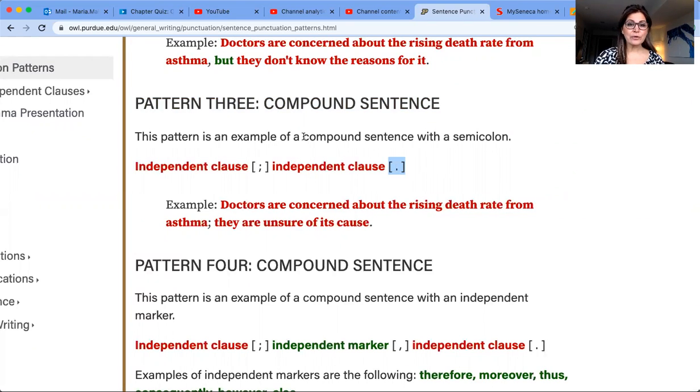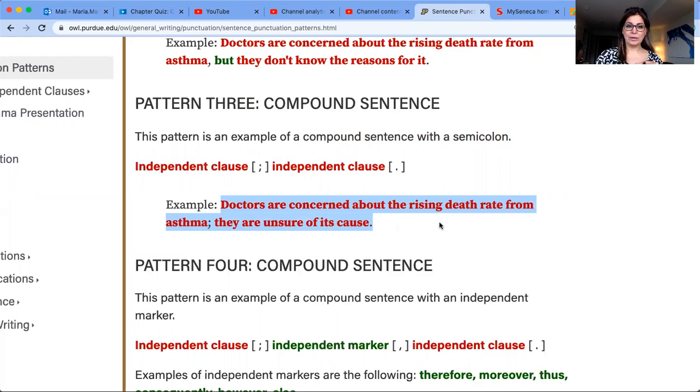Sometimes there is another pattern of punctuation. You have a semicolon before and a period after. I'll explain the difference between semicolon and comma momentarily. For example, you say, doctors are concerned about the rising death rate from asthma; they are unsure of its cause.